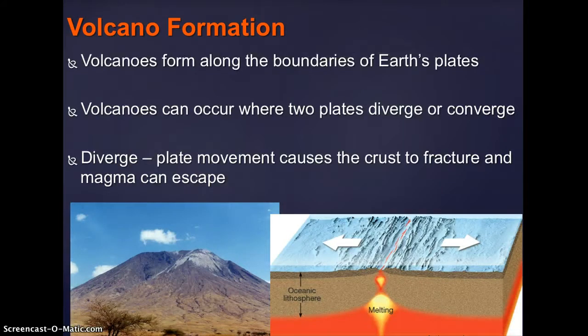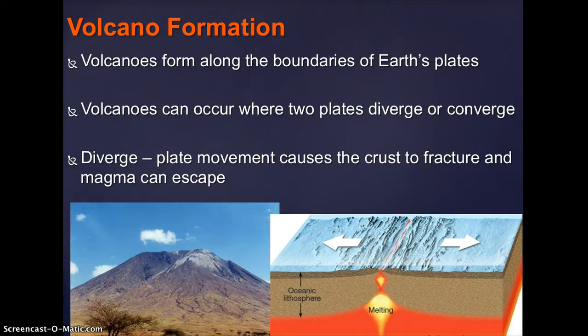Volcanoes form along the boundaries of Earth's plates. Volcanoes can occur where two plates diverge or converge, meaning they can form at divergent or convergent boundaries. At a divergent boundary, plate movement causes the crust to fracture as it is being pulled apart and magma can escape.